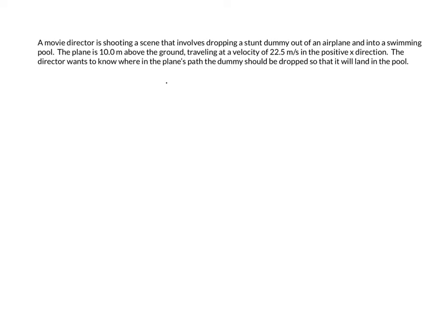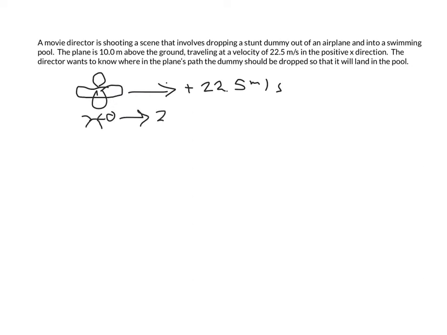So if we were to take a quick look at this, here's our airplane. And the dummy is going to fall out of the airplane. The plane is traveling forward at a positive 22.5 meters per second. Remember that the dummy is inside of the airplane, so the dummy and the airplane have the same initial velocity. So when the dummy falls out of the airplane, here's the dummy, it also is moving forward at 22.5 meters per second initially. So the dummy's going to take this path that ends up going out and down into the pool. This is a pool.